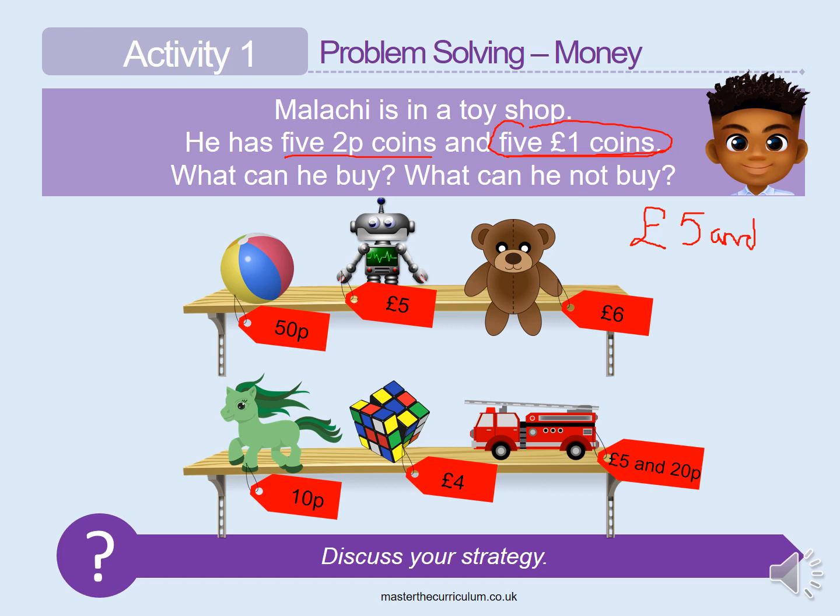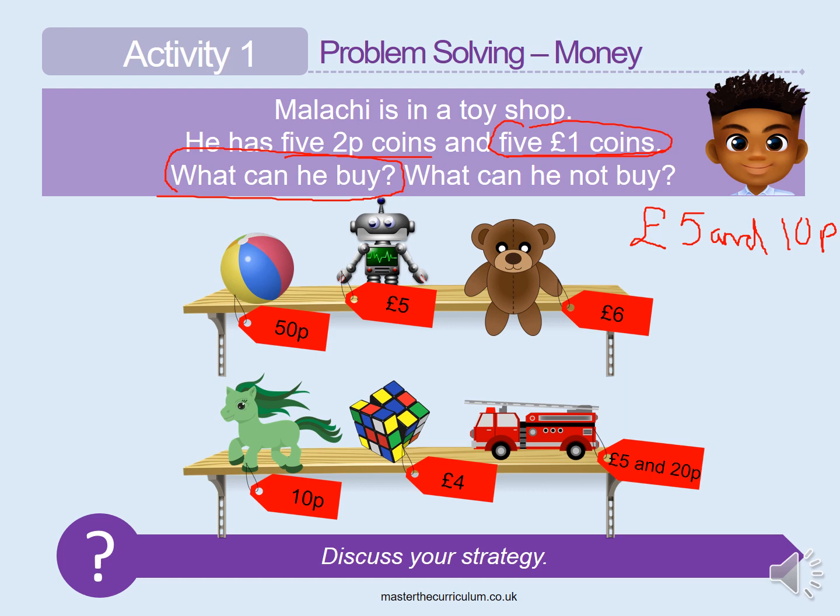And now we need to find out how many pennies he has. He has 5 2p coins. So 5 times 2 would give him £5 and 10p. Let's focus now on the first part. What can he buy? Okay, so let's look for different combinations.